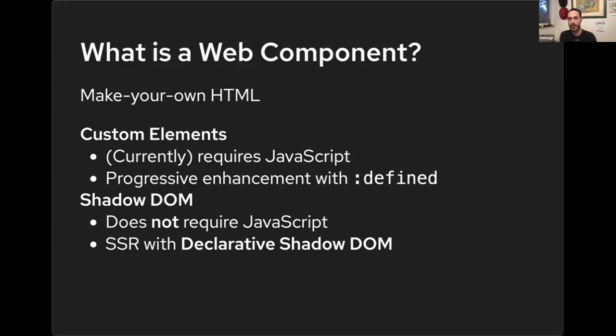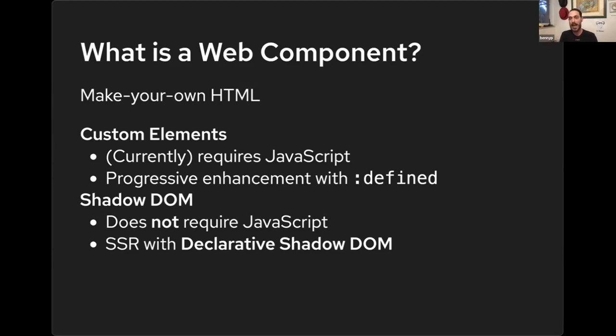Shadow DOM is the other thing. It's optional with custom elements, but if you don't have a custom element and you also don't have Shadow DOM, it's hard for me to understand how we're dealing with web components. Shadow DOM does not require JavaScript. It used to require calling the attachShadow method on an element. Nowadays, we have declarative shadow DOM, which is available on Chromium and WebKit, and is soon going to be available on Mozilla. TPAC was last week, and Mozilla has publicly said that they are working on it, and they hope to ship it soon, which is amazing.